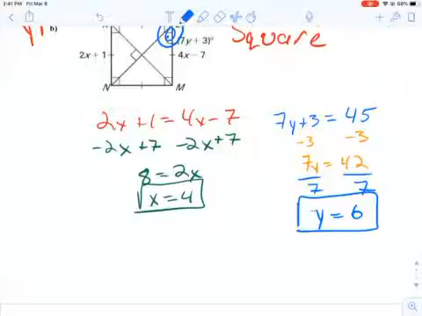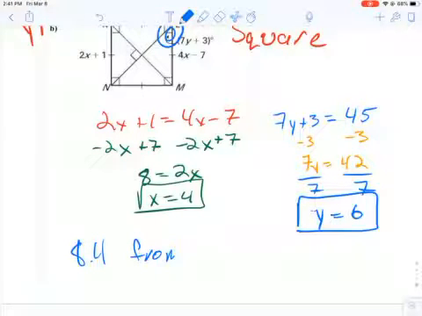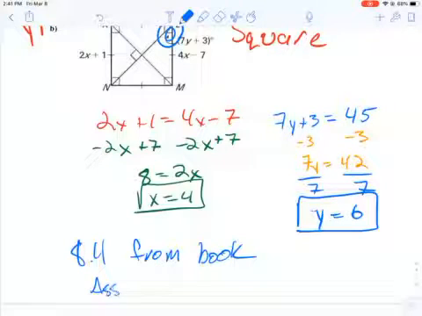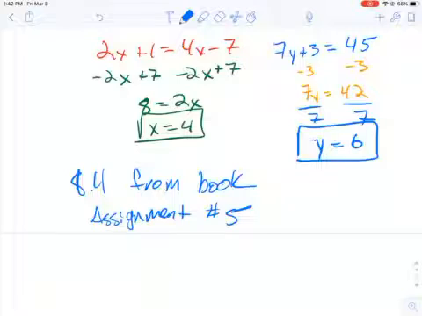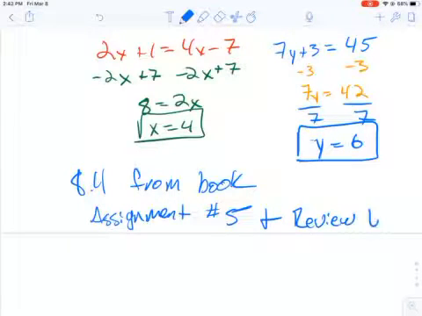And that does it for our notes here. So for the rest of the hour, you guys have an 8-4 assignment from the book. And that's assignment 5 on your assignment sheet. And there's also going to be a review sheet for you guys. So make sure you go over that so we can have that ready to go to start reviewing on Tuesday.